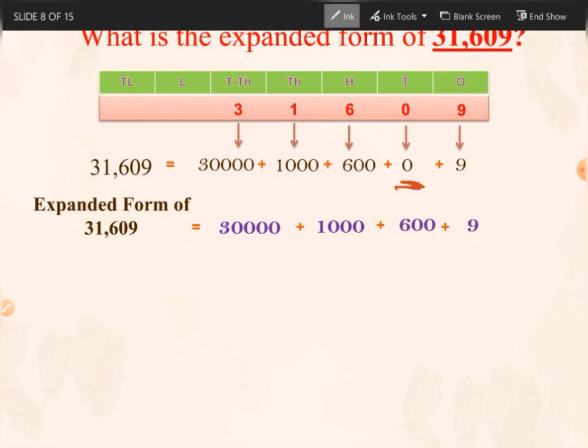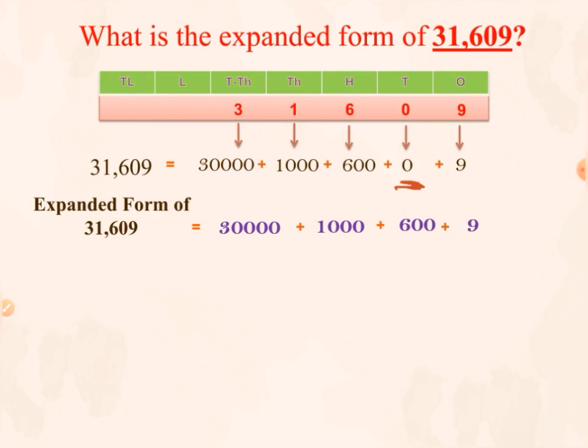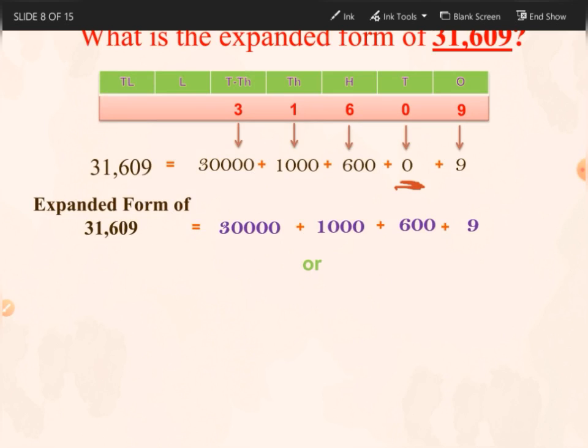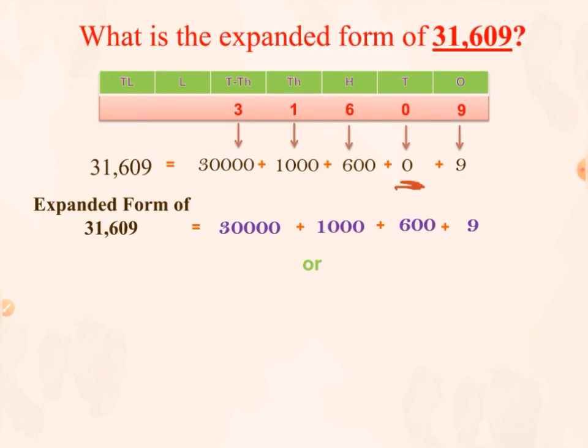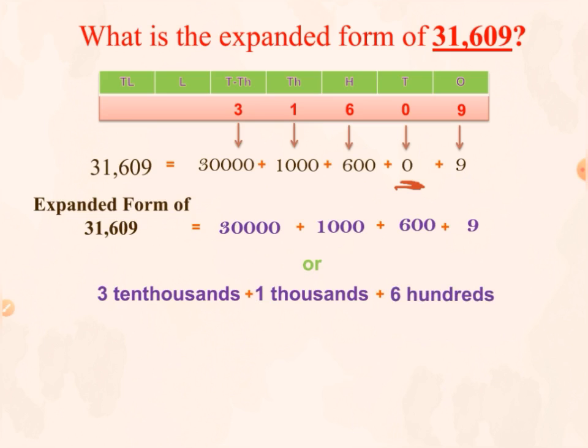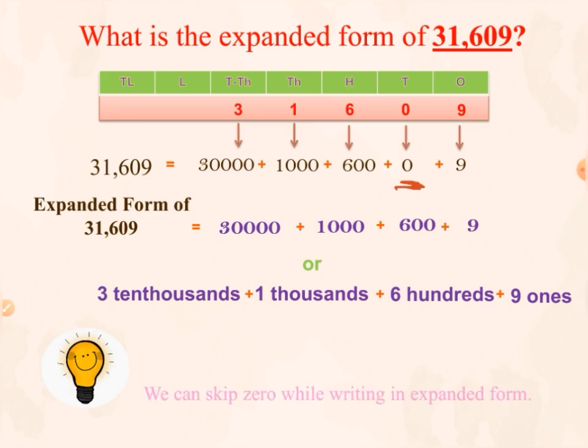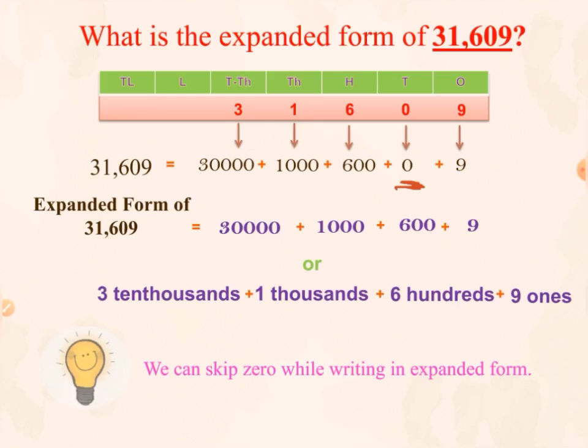Okay, so now let us write them in words also. So here, if I have to write the expanded form in words, I'll write it as 3 ten thousands plus 1 thousand plus 6 hundreds plus 9 ones. Here we have not written anything about tens place because it is 0 over there. So while writing in expanded form, for any place if we have 0, we can skip that place. Okay children?